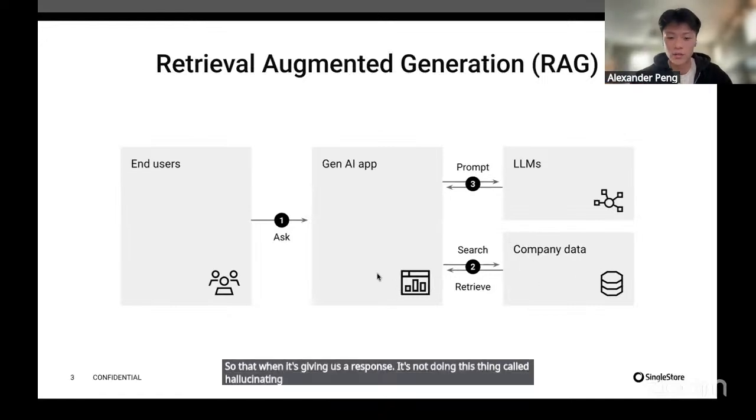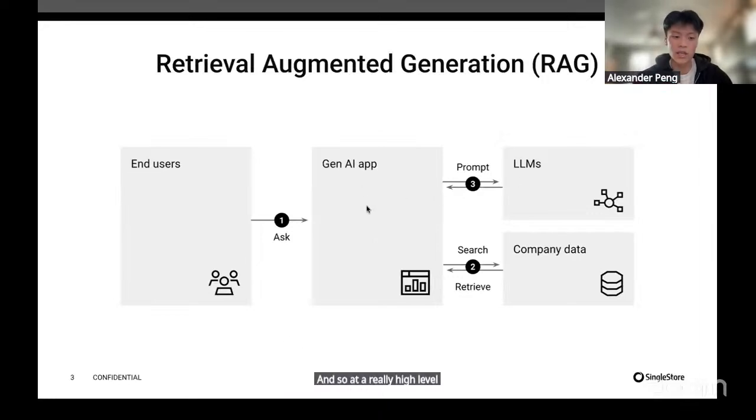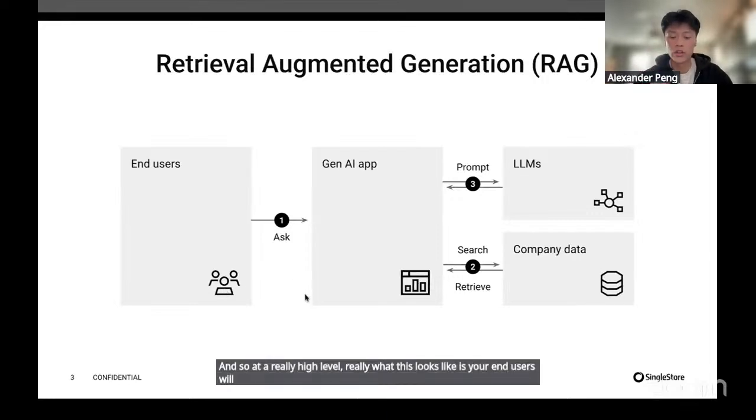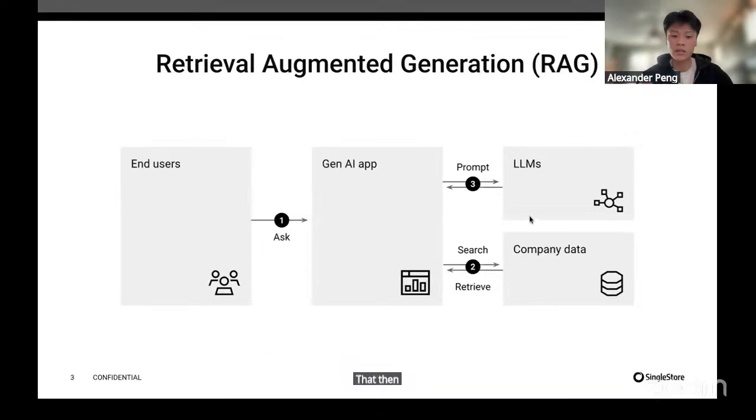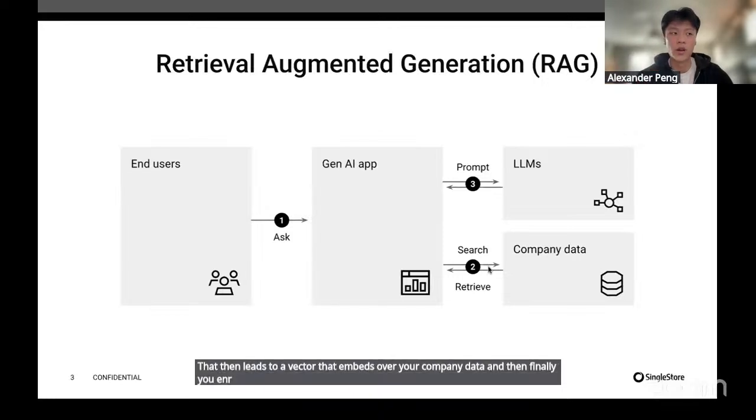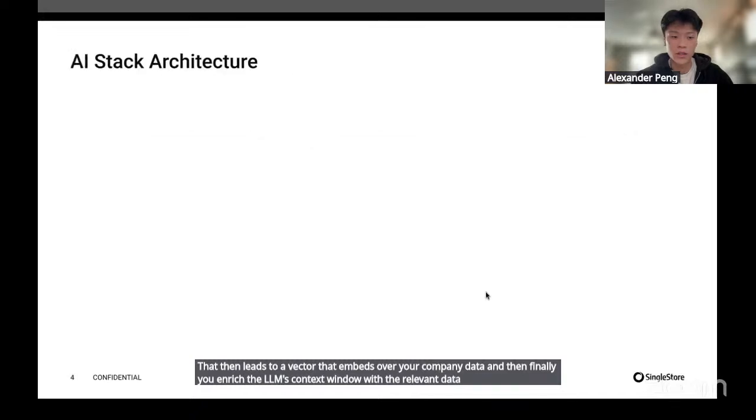It's not lying to you. At a really high level, your end users will come up with a prompt, which then gets passed to your GenAI app. That prompt has some pre-processing and post-processing that happens to it, and we'll talk about this in a second. That then leads to a vector that embeds over your company data. And then finally, you enrich the LLM's context window with the relevant data, and the LLM is able to provide an accurate response.